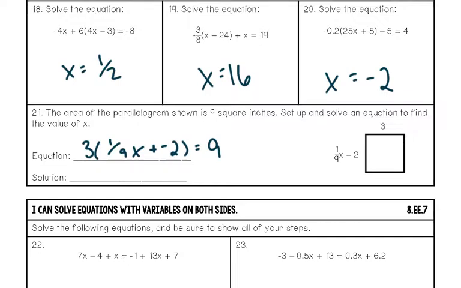One way to solve this would be to divide by 3 right off the bat. So I have 1/9 x plus negative 2 equals 3. Add 2 to both sides, which is 5, and then multiply by 9, which is 45. So if you missed all that, rewatch it again, or let me know that you have a question about how to solve that, and I will do it step by step for you.